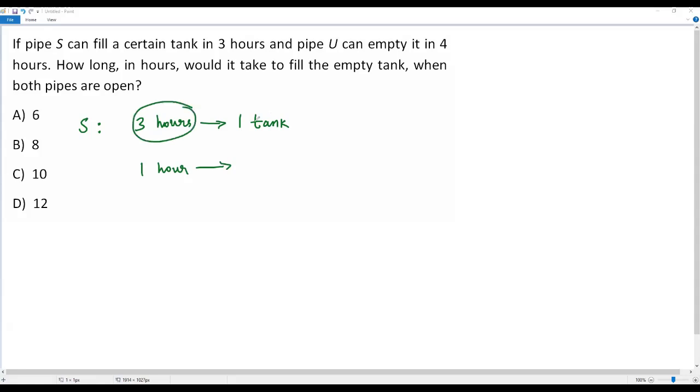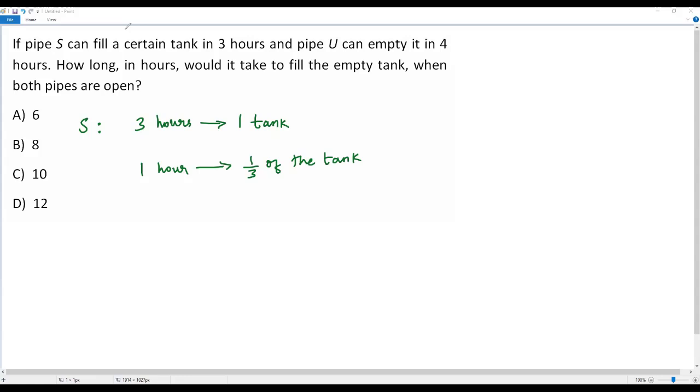For that, we have to divide these two quantities by 3. When I divide this 3 by 3, I am just getting 1, that is 1 hour. When I divide this 1 by 3, I am getting 1/3, that is 1/3 of the tank. Let me write the stuff over here. So, in 1 hour, pipe S can fill 1/3 of the tank.